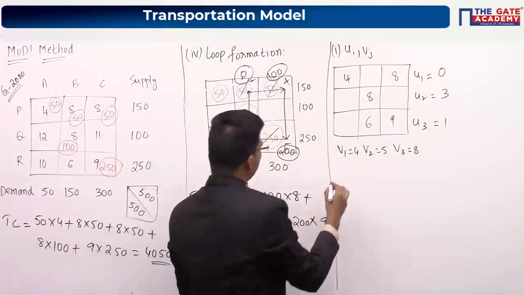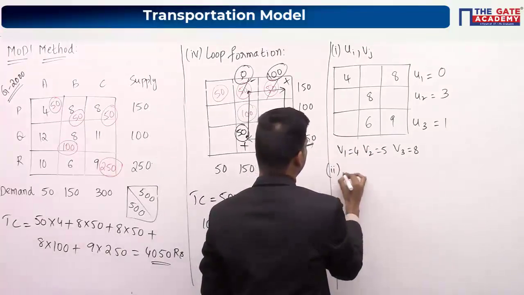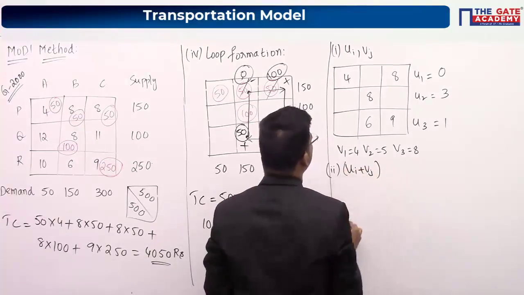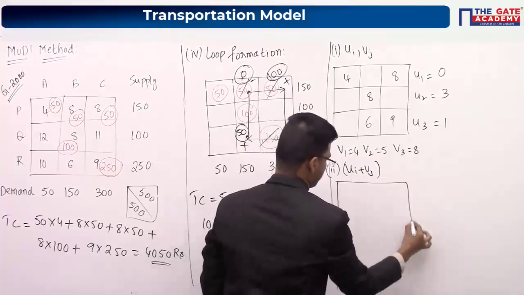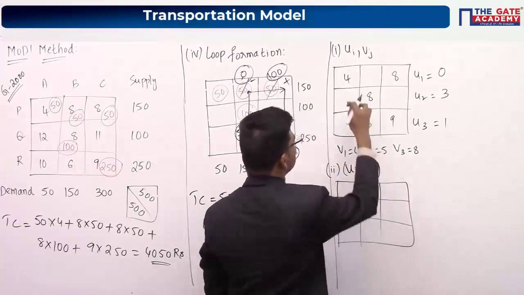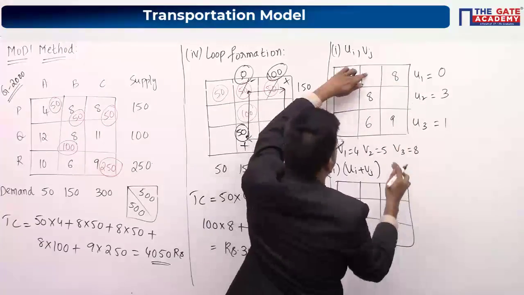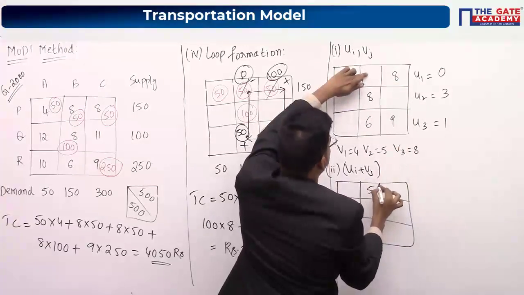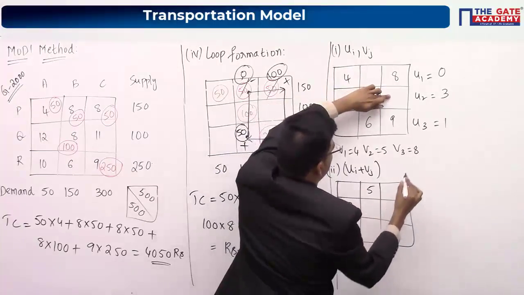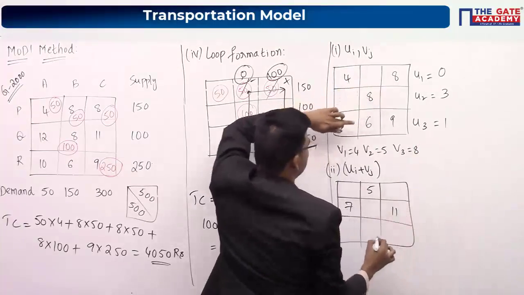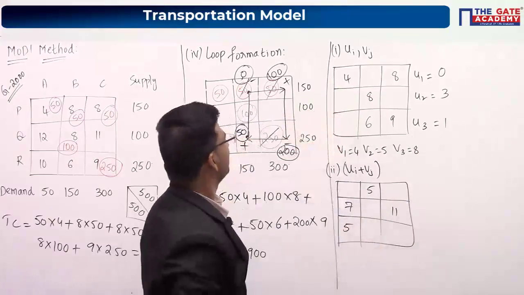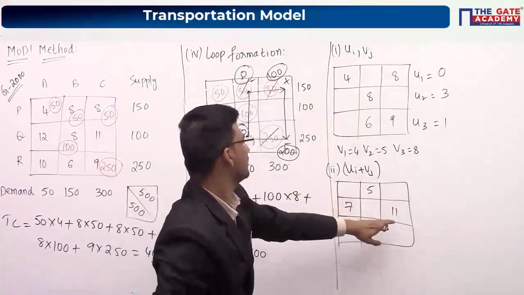So what about step number 2? You have to calculate ui plus vj values for the non-allocated cells. These are your non-allocated cells. Here ui plus vj: 5, 7, 8 plus 3, 11, 4 plus 1, 5. So 4 non-allocated cells.